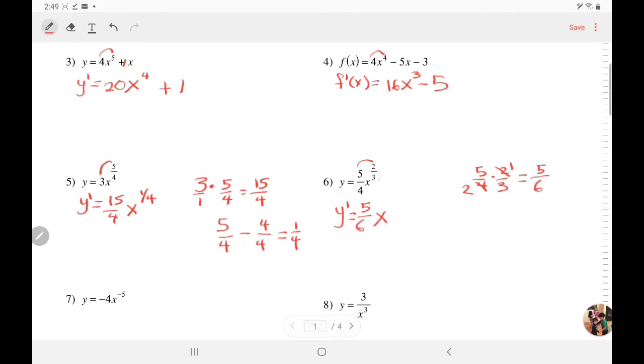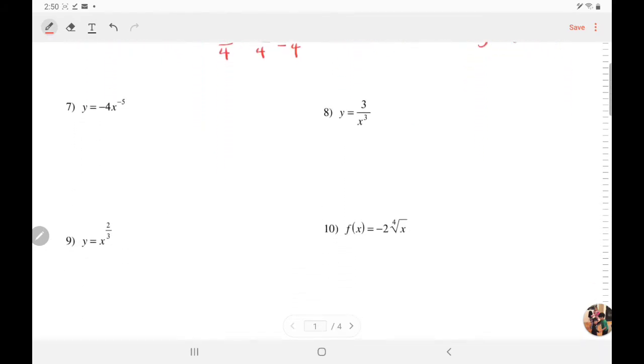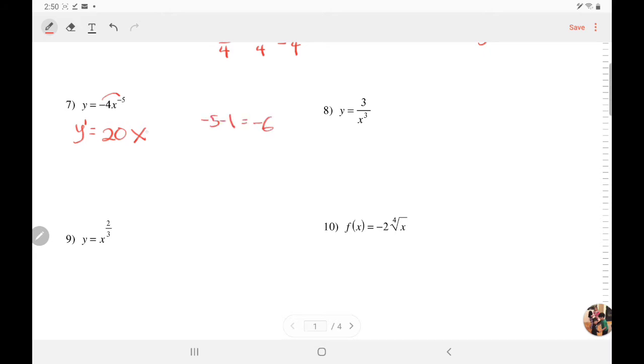x. And then we have to reduce the power by 1. So 2/3 minus 1, which is the same as 3/3. So 2 minus 3 is negative 1/3. So negative 1/3. Work on number 7. y prime equals, multiply negative 4 with negative 5, that would be positive 20x. Reduce negative 5 by 1. So it'll be negative 6.